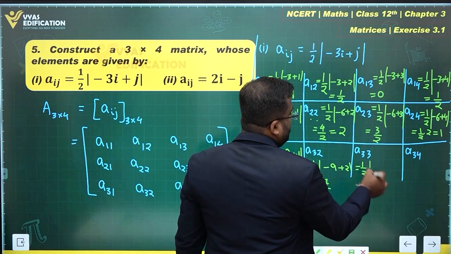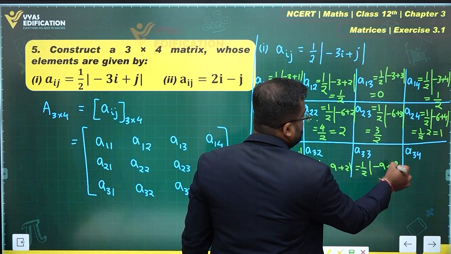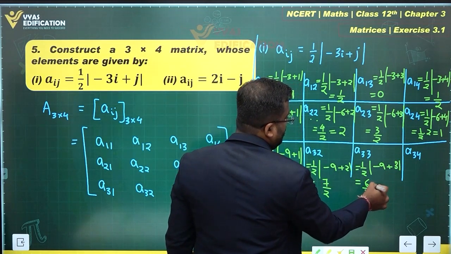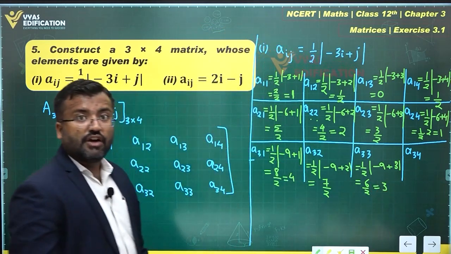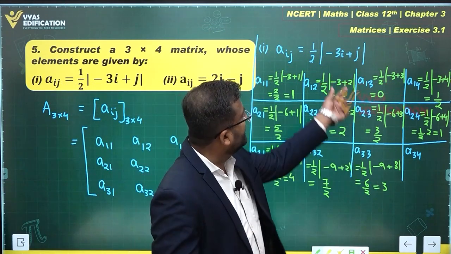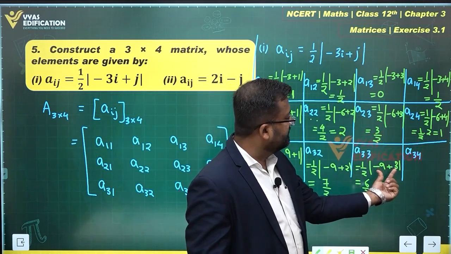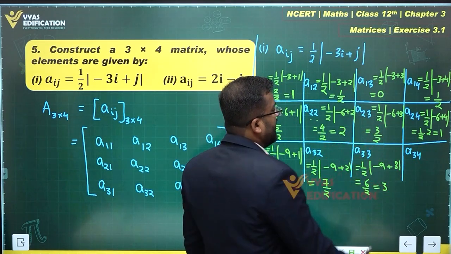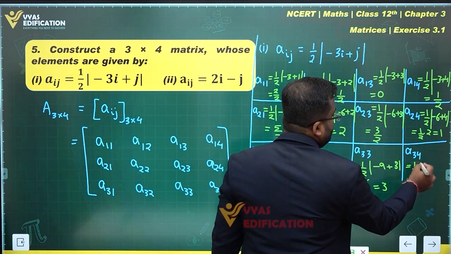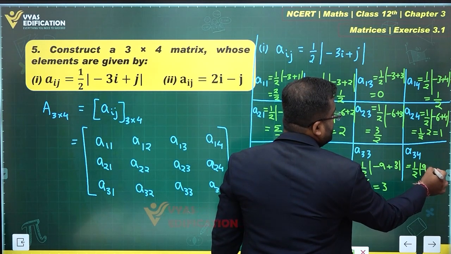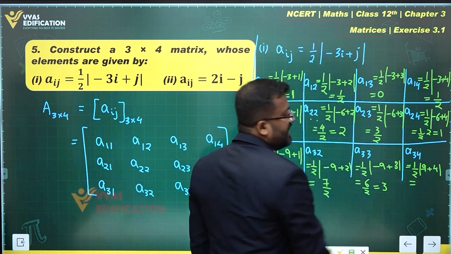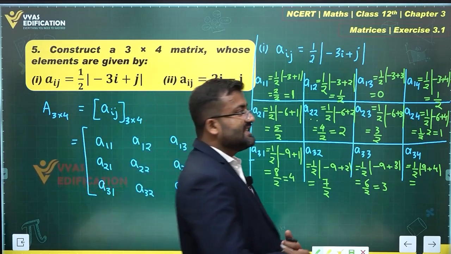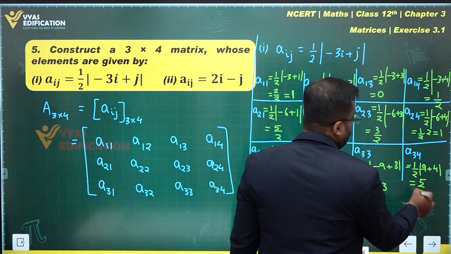Let's try to find that, right? 1 by 2, this becomes minus 9 plus 3, which is simply 6 by 2, which is 3. How did you get that, right? This is A33, minus 3 times 3 plus 3, minus 9 plus 3. A34 would be half times modulus of minus 9 plus 4, which is 5 by 2.